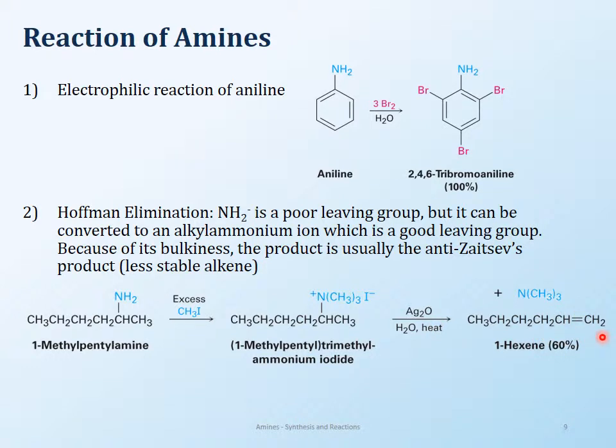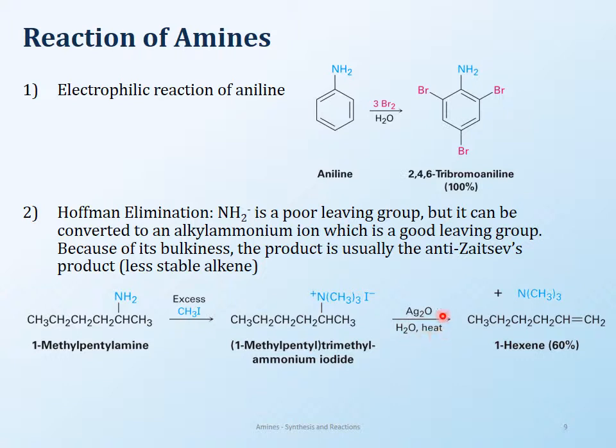Okay, so which means that non-Zaitsev's product, or Hofmann product as we call it. So what happens in this case is when you have an amine like this, a secondary amine, and you treat that with methyl iodide, and you keep treating it with excess methyl iodide, your nitrogen is completely alkylated and forms a quaternary salt. That was the reaction we did a few slides ago.